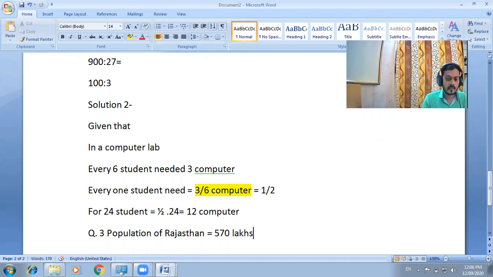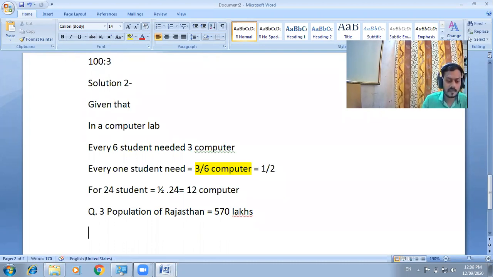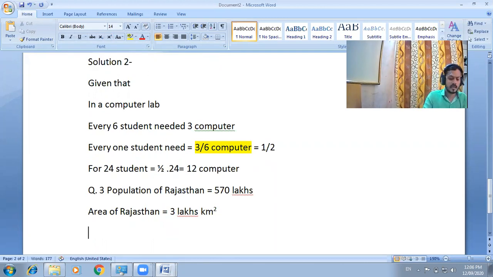And population of UP. Okay, similarly, the area of Rajasthan equal to 3 lakh kilometer square. Okay, 3 lakh kilometer square.